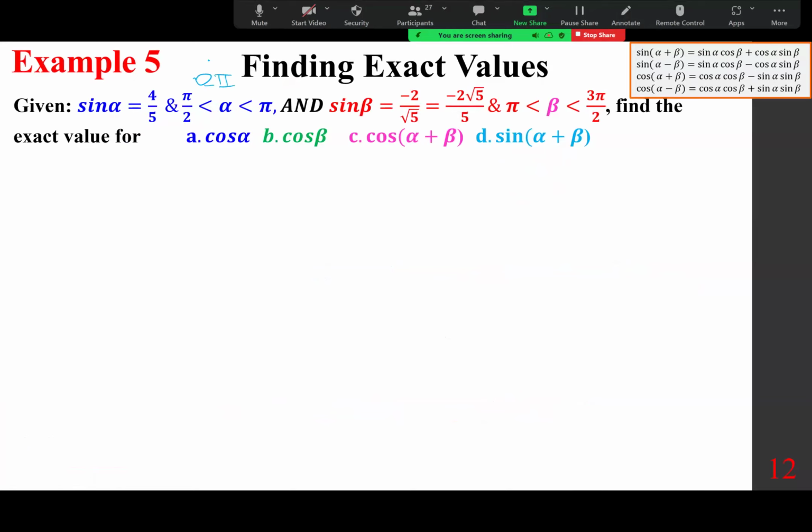That is quadrant 2, and sine beta is negative 2 over square root of 5, or rationalized, negative 2 square root of 5 over 5, between pi and 3 pi over 2. This is quadrant 3. We want to find the exact answer for cosine alpha, cosine beta, cosine of alpha plus beta, and sine of alpha plus beta. By the way, even if they don't ask for A and B, parts C and D require that we get those. All right.